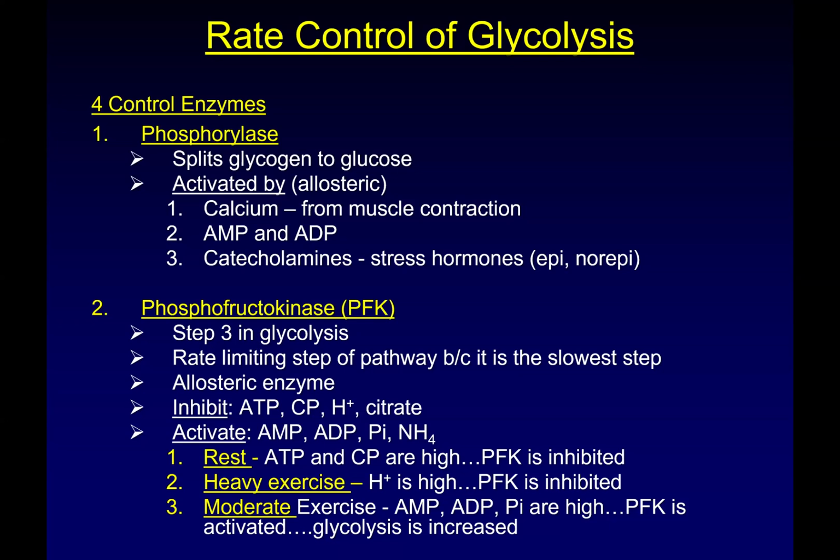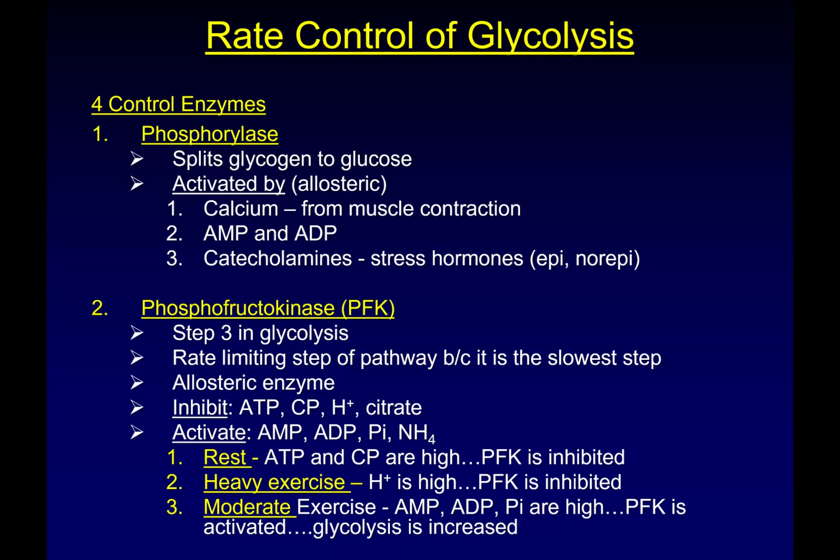The second step is the control enzyme that gets us from glucose 6 phosphate to fructose 1,6 bisphosphate, called PFK. It's the third step in glycolysis. PFK, or phosphofructokinase, is the slowest step in glycolysis, so this is the rate limit.